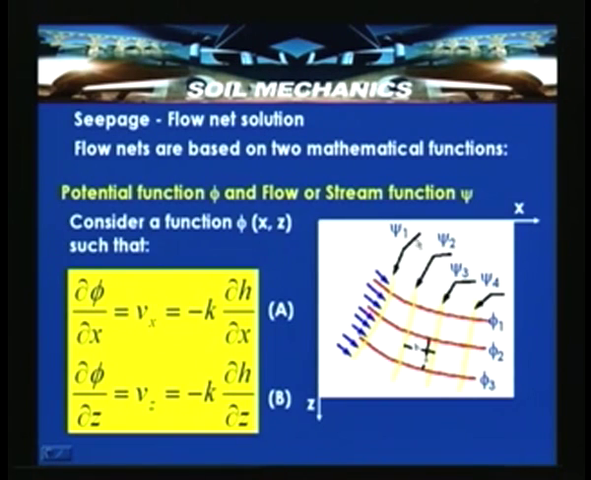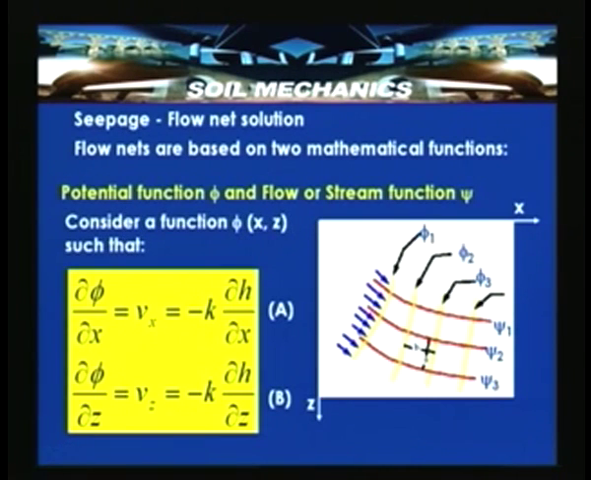So, what we consider is that these families of curves are represented by functions called psi 1, psi 2, psi 3, psi 4, or phi 1, phi 2, phi 3.